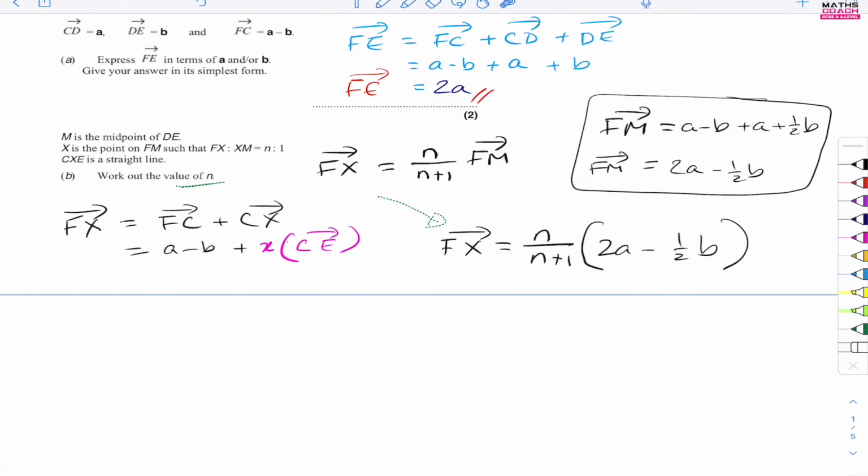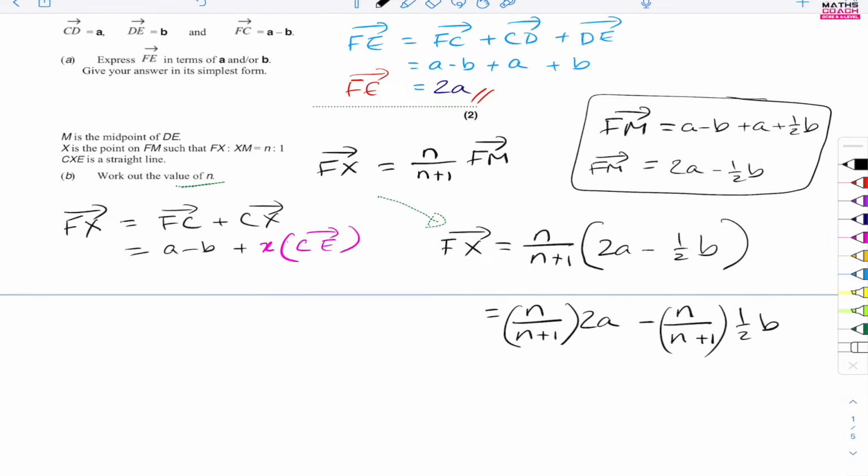Now, we are going to expand this out. We're going to multiply this with that, and this with that. So what's that going to look like? That's going to be n over n plus 1 in brackets 2a, minus n over n plus 1 in brackets, a half b.